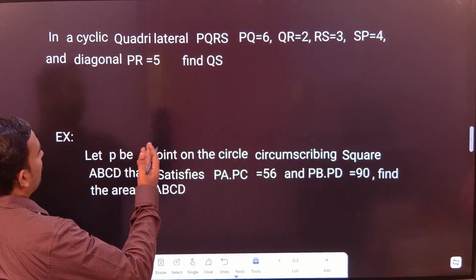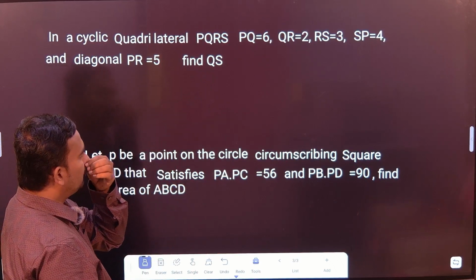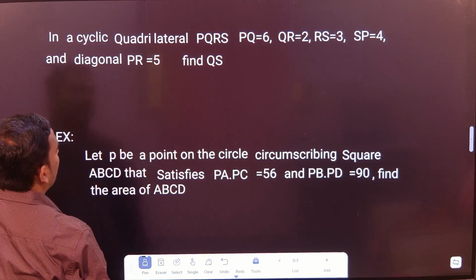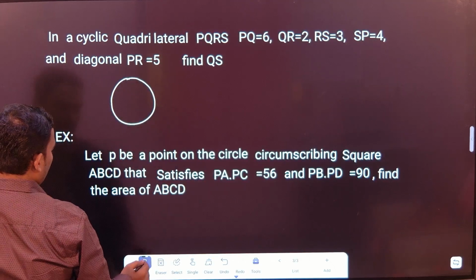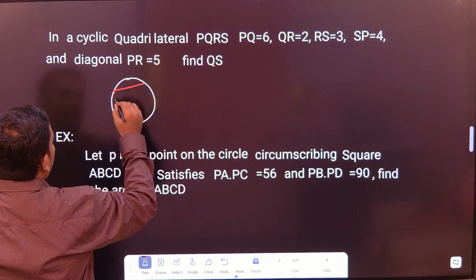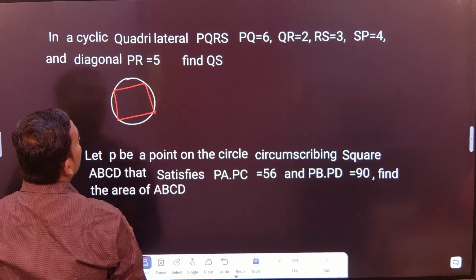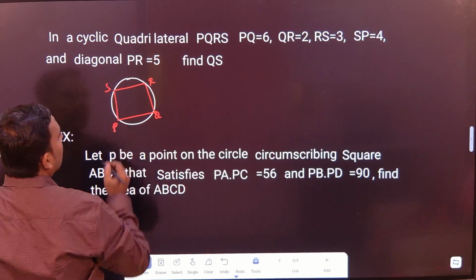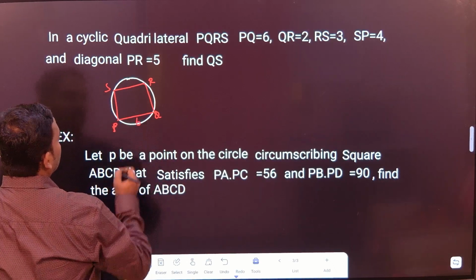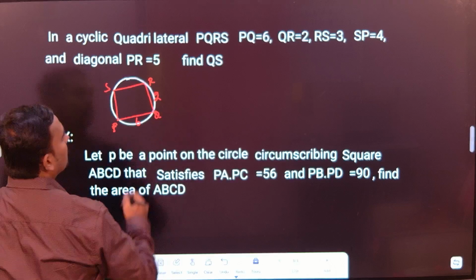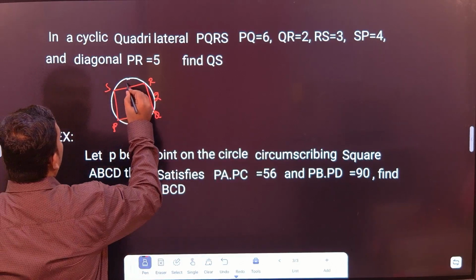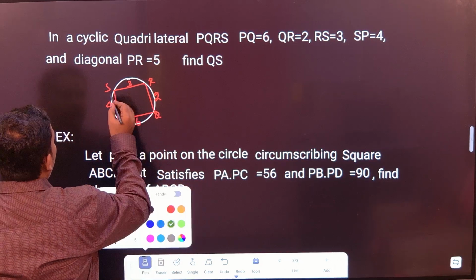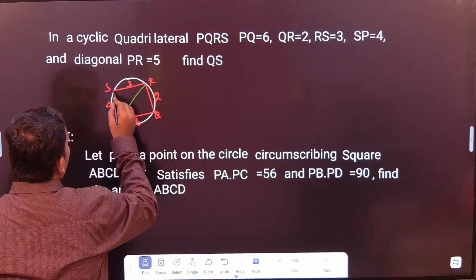In a cyclic quadrilateral PQRS, PQ is given as 6, QR is 2, RS is 3, SP is equal to 4, and the diagonal PR is equal to 5. Find QS. How to find out? Let's insert the quadrilateral inside the circle. Let's take PQRS, right? P, Q, R, S. PQ here is 6. QR is 2. RS is 3. SP is 4. Okay, so one of the diagonals, PR, is given to you, right?